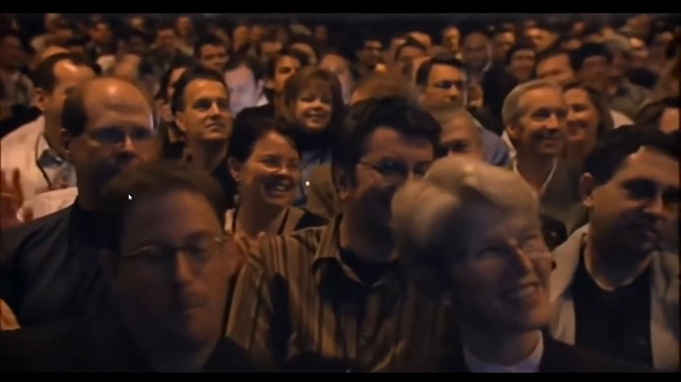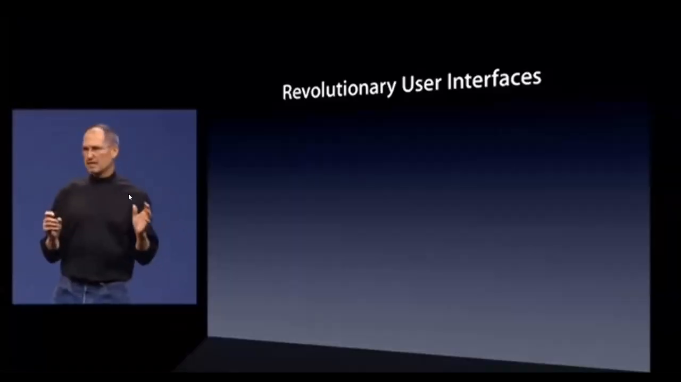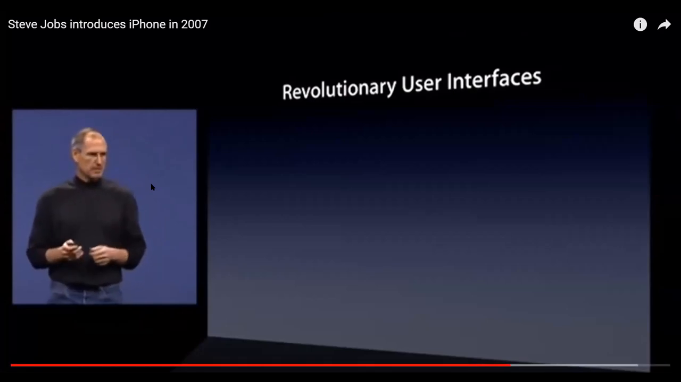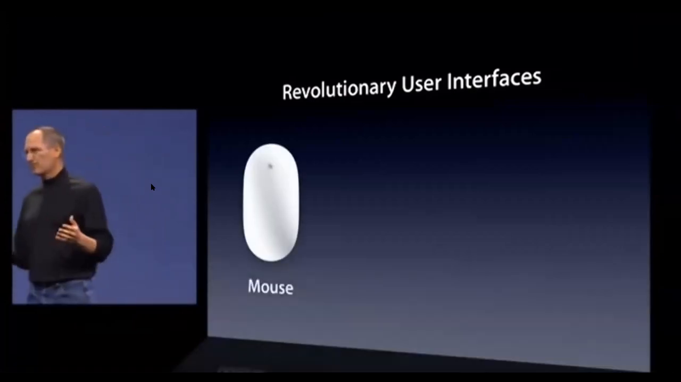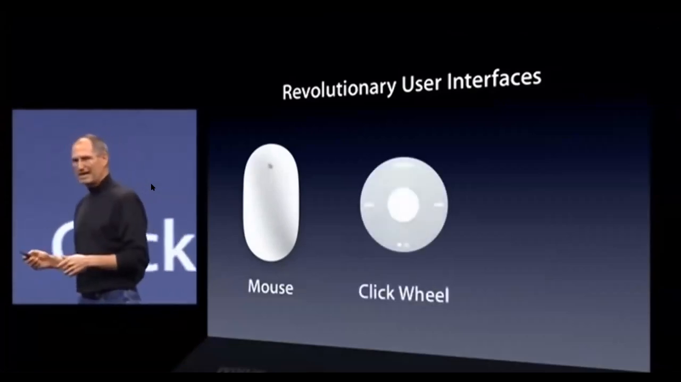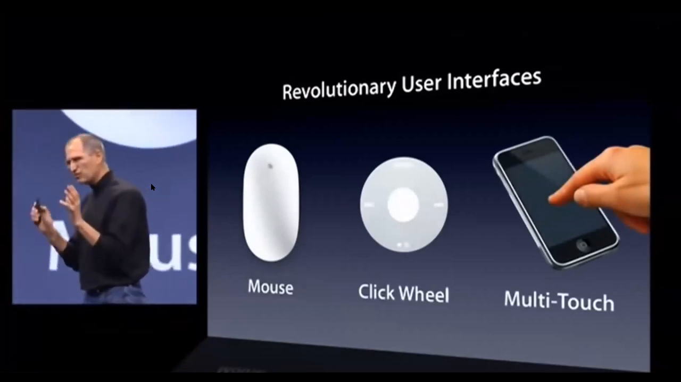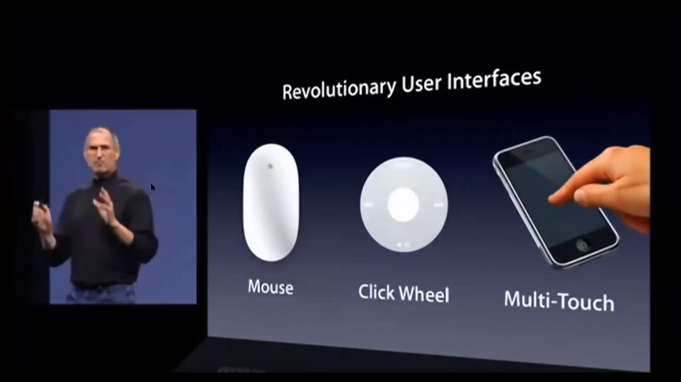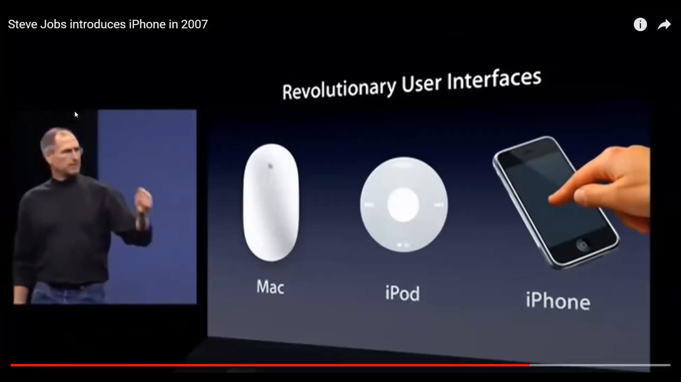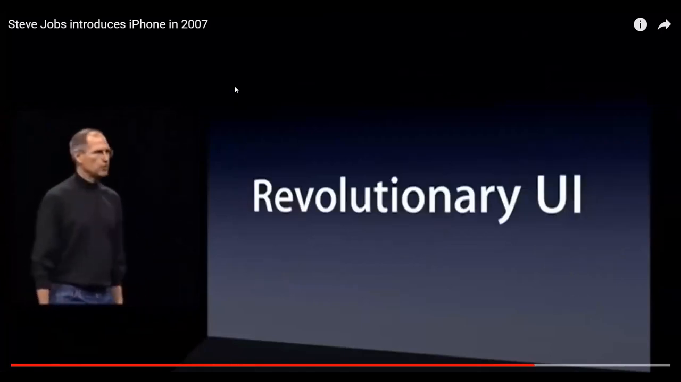So, we've been very lucky to have brought a few revolutionary user interfaces to the market in our time. First was the mouse. The second was the click wheel. And now we're going to bring multi-touch to the market. And each of these revolutionary user interfaces has made possible a revolutionary product: the Mac, the iPod, and now the iPhone. So, a revolutionary user interface.